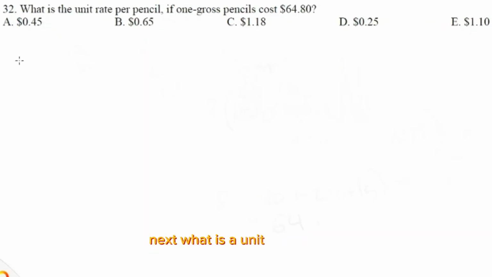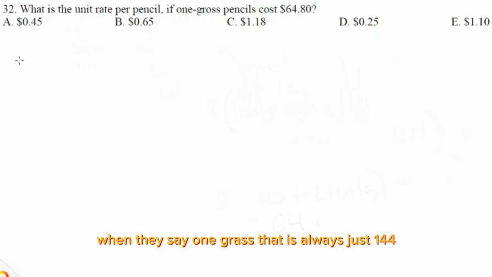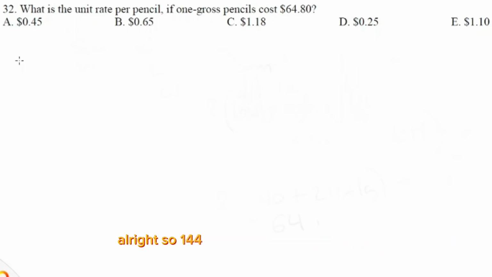Next, what is the unit rate per pencil if one gross pencils cost $64.80? Alright, so first we need to know what is one gross. One gross is just 144. No matter what, when they say one gross, that is always 144. So if 144 pencils cost 64.80.